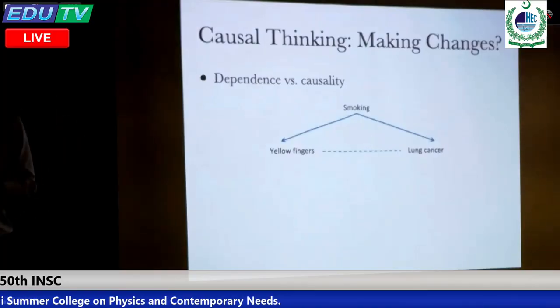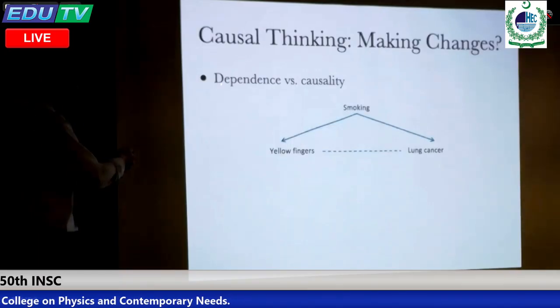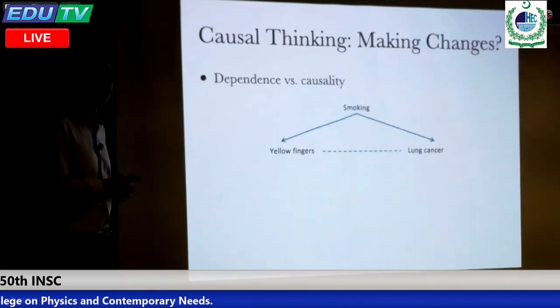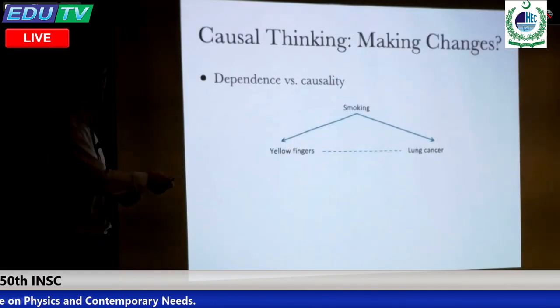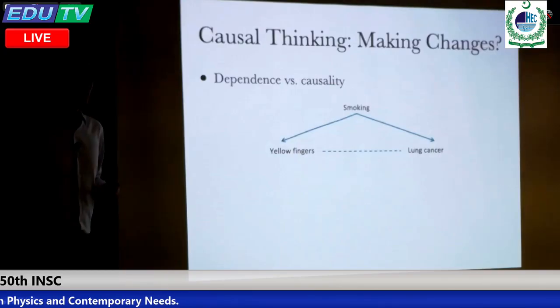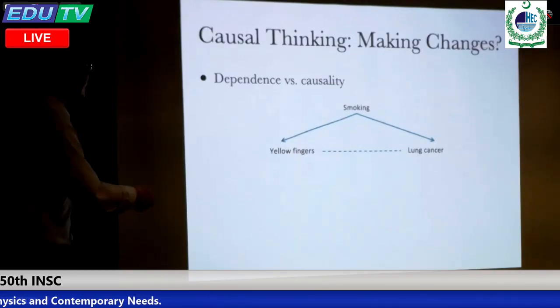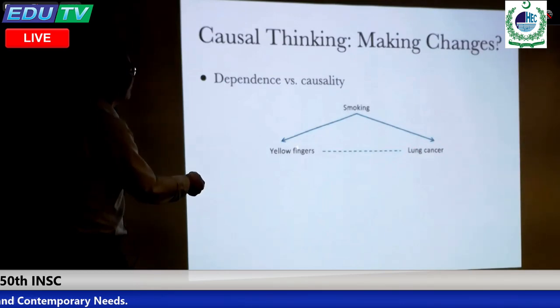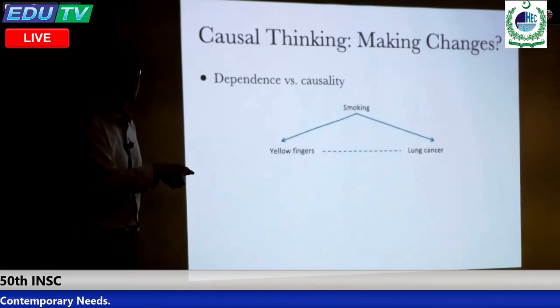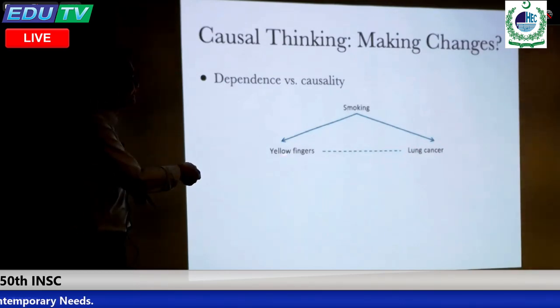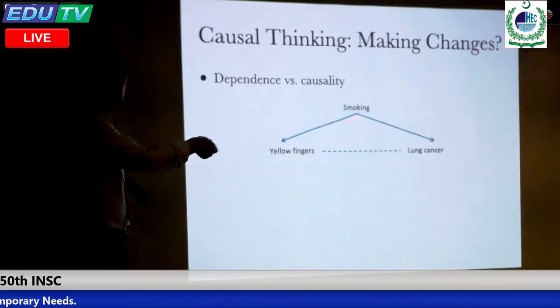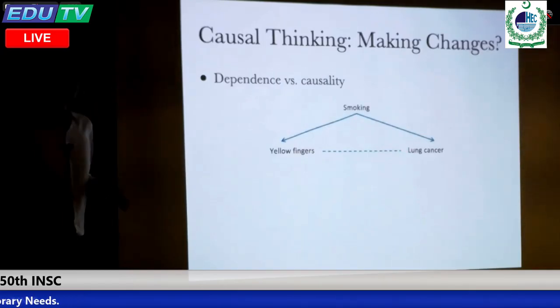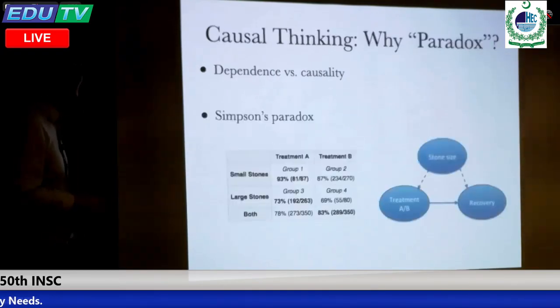Now let me give a few more examples to illustrate why we care about causality. First of all, we distinguish between dependence and causality. This example was used by Sir Fisher, the statistician. Basically, if you try to change the incidence of lung disease, changing the yellow finger would not be helpful. Although they are dependent, you have to go to the causes to make a difference. So this is very clear.